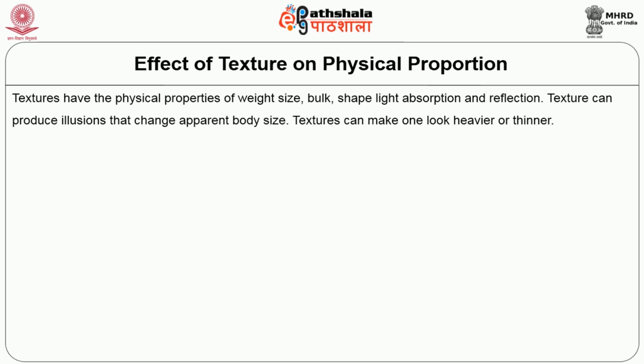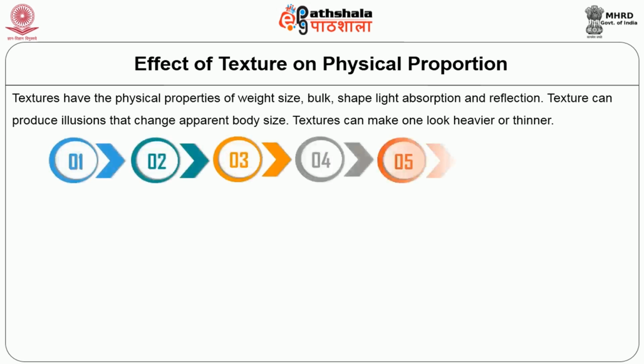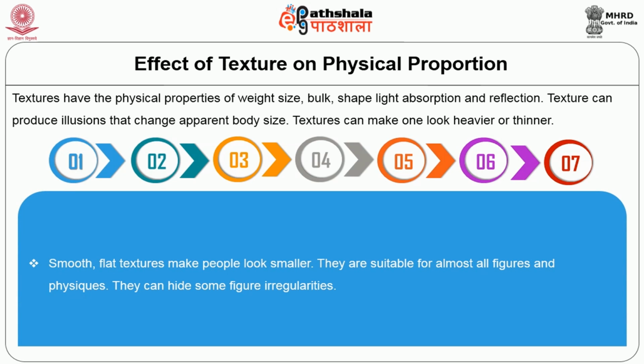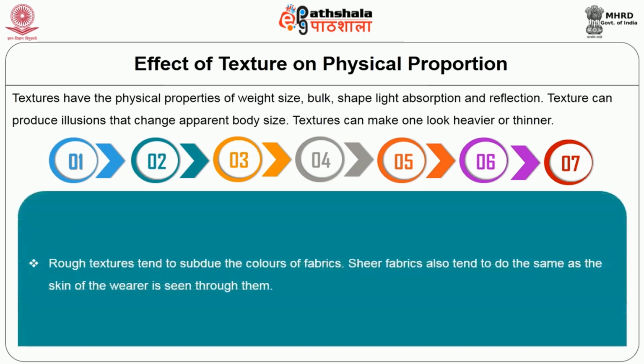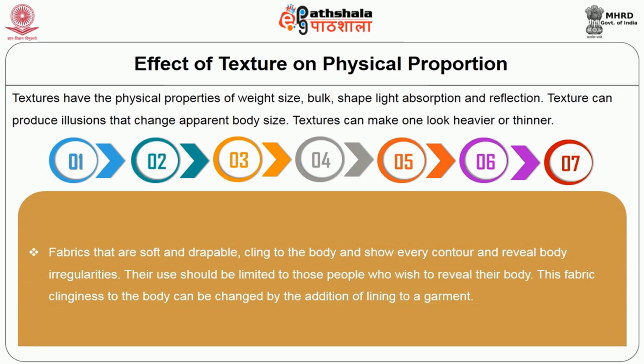Let us see a few examples of textures, and how they make an individual look different. Smooth and flat textures make people look smaller. They are suitable for almost all figures and physiques. They can hide some figure irregularities. Rough textures tend to subdue the colors of the fabrics. Sheer fabrics also tend to do the same, as the skin of the wearer is seen through them. Fabrics that are soft and drapeable cling to the body and show every contour and reveal body irregularities. Their use should be limited to those people who wish to reveal their body. This clinginess to the body can be changed by the addition of a lining to a garment.